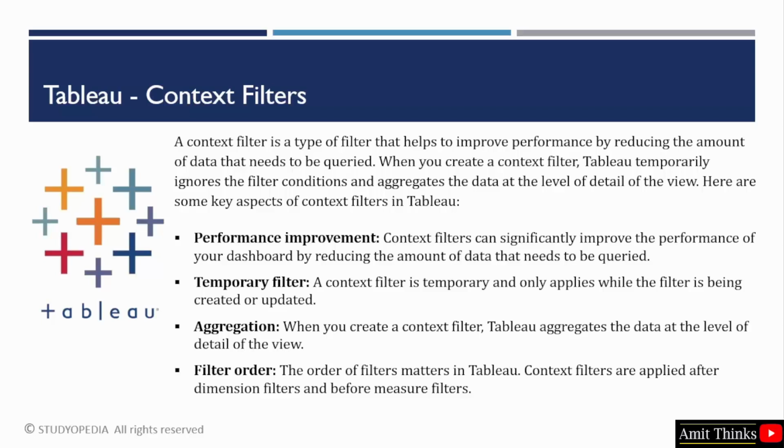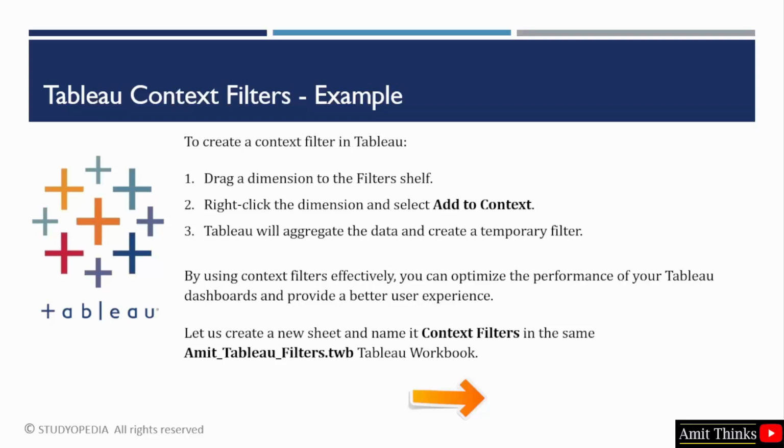You need to remember that context filters are applied after dimension filters and before measure filters. It can also be used to analyze data for a specific product or product categories. Now let us see an example. To create a context filter, you just need to drag a dimension to the filter shelf, right click and select add to context. Now we will see an example on Tableau, and a new sheet will get created with the name context filters in the same Amit_Tableau_filters.twb Tableau workbook. So let us see the example.